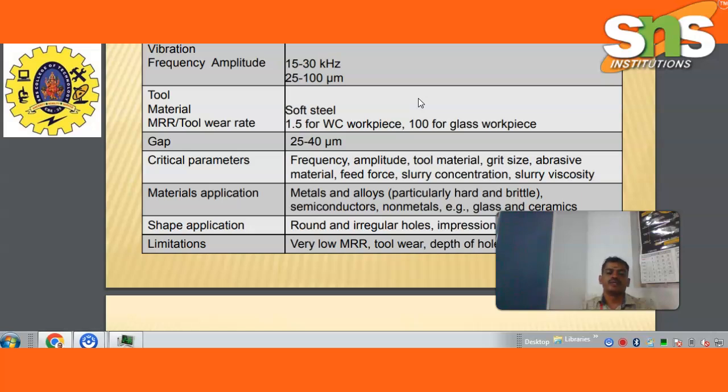The critical parameters are frequency, amplitude, tool material, grit size and abrasive material, feed force, slurry concentration, and slurry viscosity. The material applications are metals and alloys, particularly hard and brittle ones, semiconductors, non-metals, glass and ceramics. Shape applications are round and irregular holes and impressions. Limitations: very low material removal rate, tool wear, and the depth of holes and cavities is small.